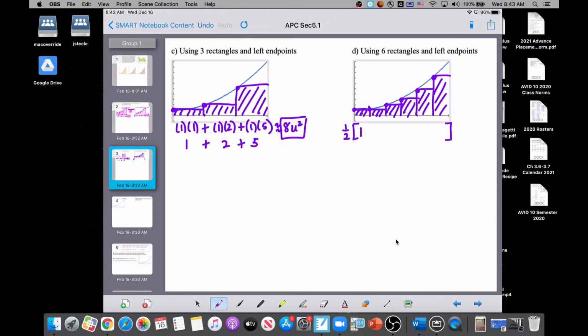It looks like both the first rectangle and the second rectangle have a height of 1. The third rectangle looks like a height of 2. The fourth rectangle, a height of 3. The fifth rectangle, height of 5, and the sixth rectangle, height of 7. When you add that together, you get 19, and half of 19 is 9.5. So we know that 6 rectangles has to give us a better estimate than 3 rectangles, yet we still have an underestimate of our area here.